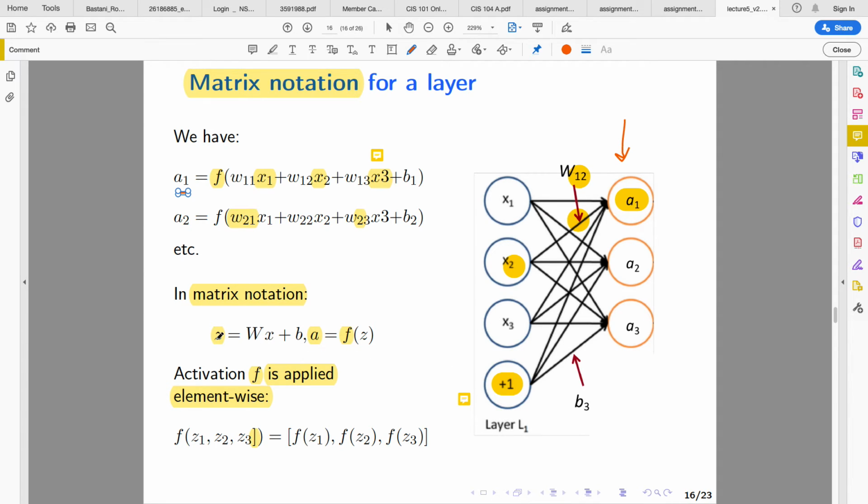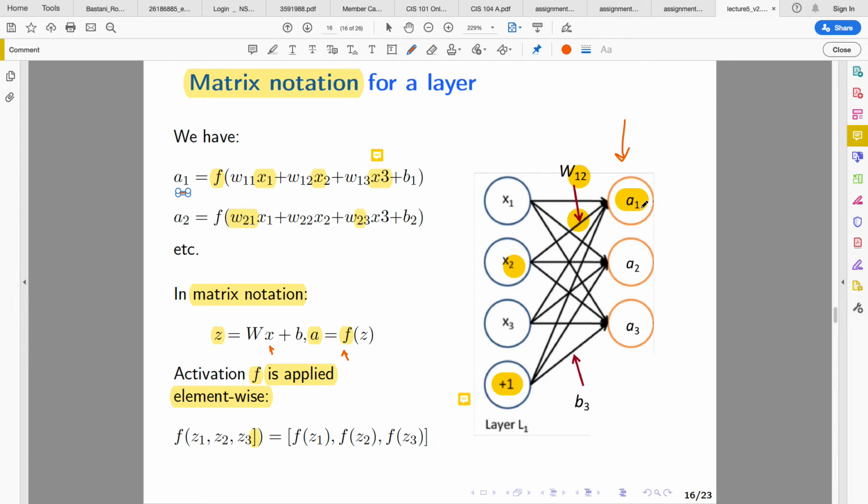So the first thing we do is take our initial input, multiply it by the weight matrices plus the bias, and we get our activation after we pass Z through a function, which could be sigmoid, maxout, or ReLU. And by the way, ReLU stands for rectified linear unit. So the activation F is applied element-wise. That is, after you have computed Z1, you apply the activation for Z1, the activation for Z2, excuse me, the activation for Z3.